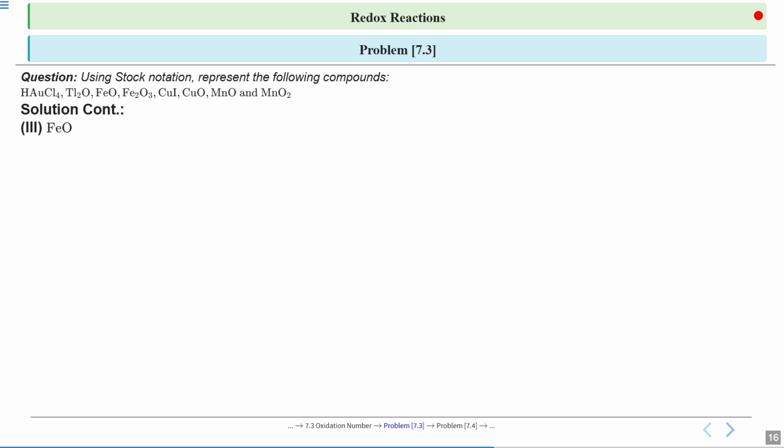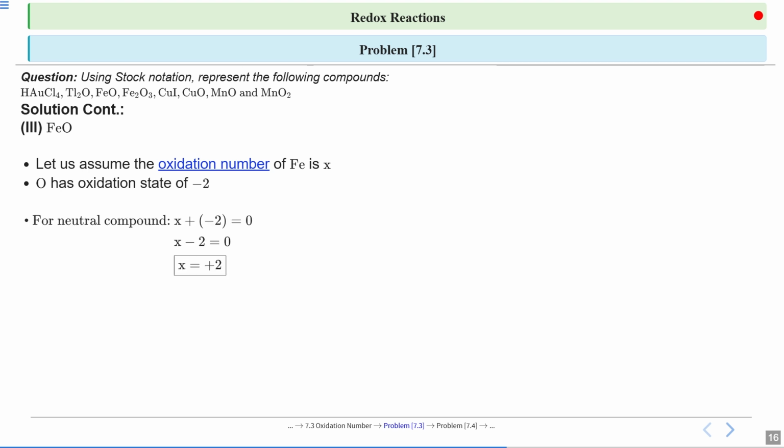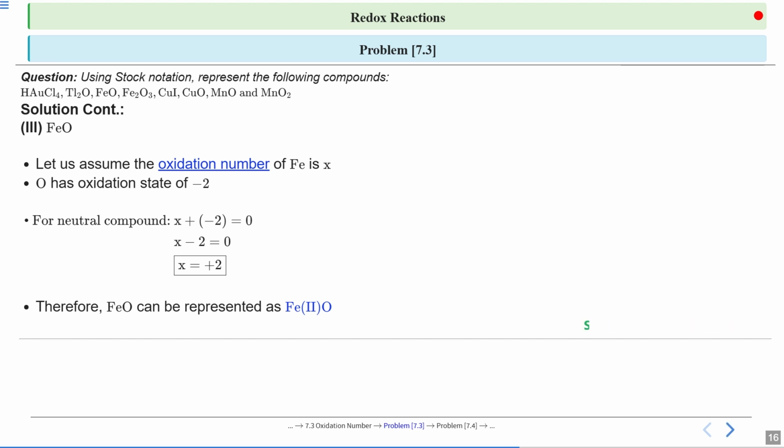In the third case, the oxidation number of Fe in FeO is x. The oxidation state of oxygen is -2. For a neutral compound, x plus -2 equals 0. You will find x to be +2. So FeO can be represented as Fe(II)O, with 2 in Roman numeral.